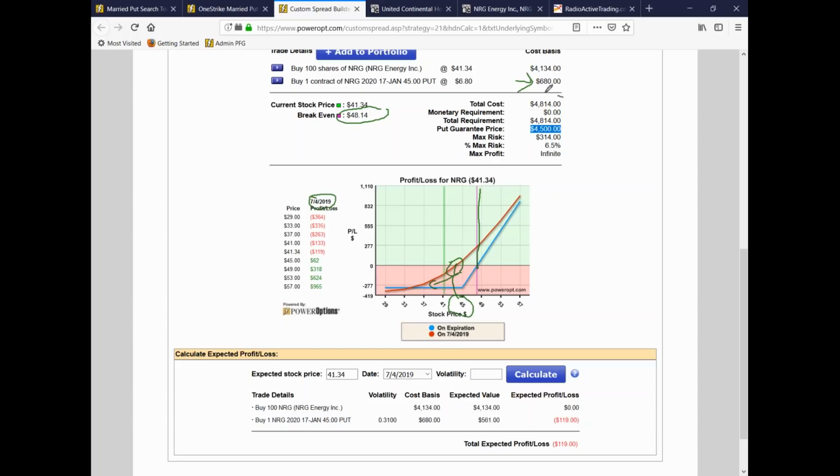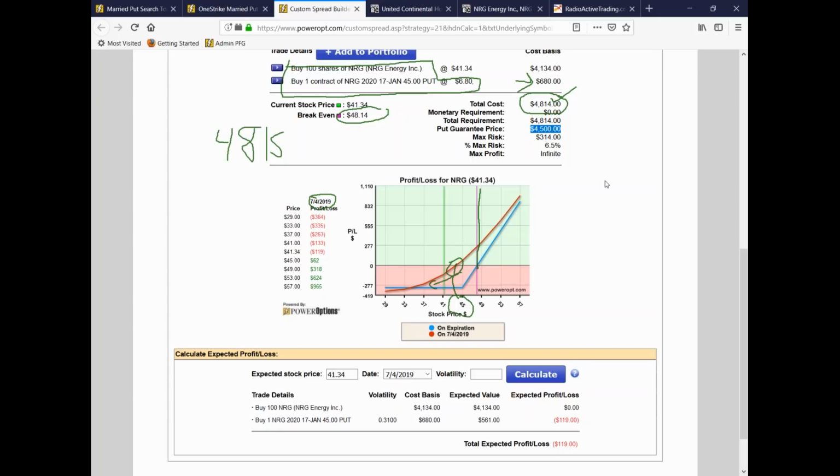So I'm going to go for a nice round number. I'm going to pull out my cell phone here. I'm going to look at something else real quick, but I'm going to pull out my cell phone. I'm going to go to my trading app here, and I'm going to put in an order to enter this NRG Married Put, buying the stock, 41.34, buying 2020 January 45 put for about 680. What I'm going to do, though, is I'm going to put my debit cost at a nice round number of 48.15. Okay, now that might change.